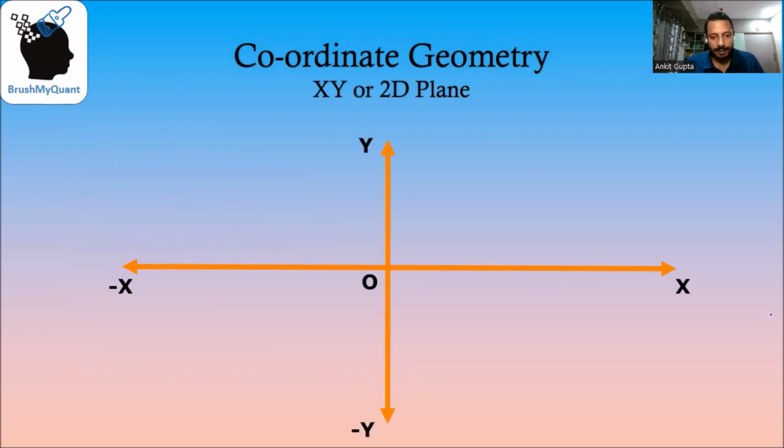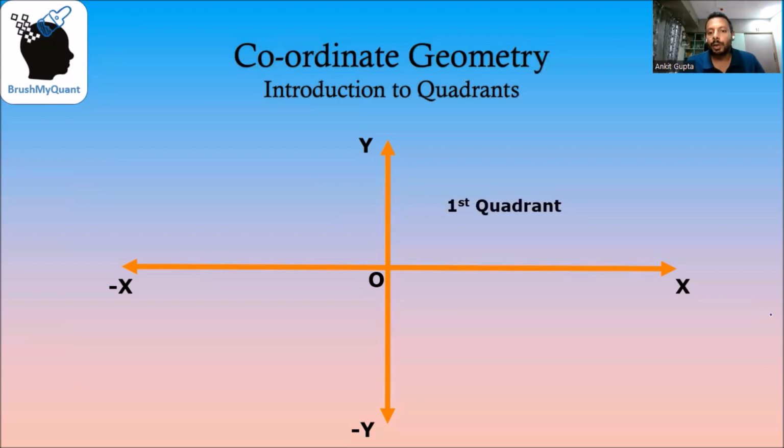So XY plane looks like this, where X is the horizontal axis and Y is the vertical axis. And every point on the XY coordinate plane will have two coordinates. The first coordinate will be the X coordinate and the second coordinate will be the Y coordinate. Now, since the X-axis and the Y-axis divide this entire XY plane into four quadrants, let's also understand what those quadrants are. So you have first quadrant, second quadrant, third and the fourth quadrant.